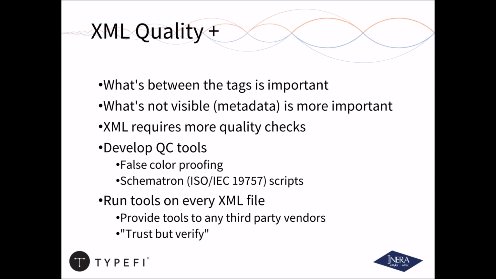And there are a variety of methods, and I won't discuss them in detail, but the two most common are false color proofing, where you create a sort of HTML view that puts different kinds of text in different colors so it stands out to make sure that the tagging is correct in each of those cases. Or another alternative is a technology called Schematron, which is something you can do to write scripts to proof your XML. Ultimately, though, you should run your quality tools on every single XML file.